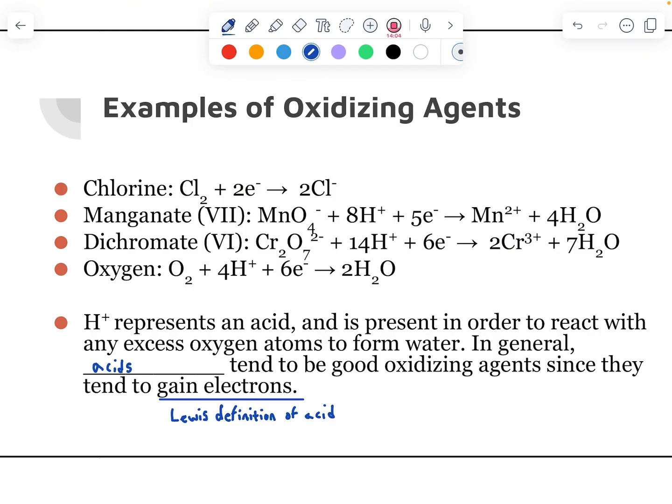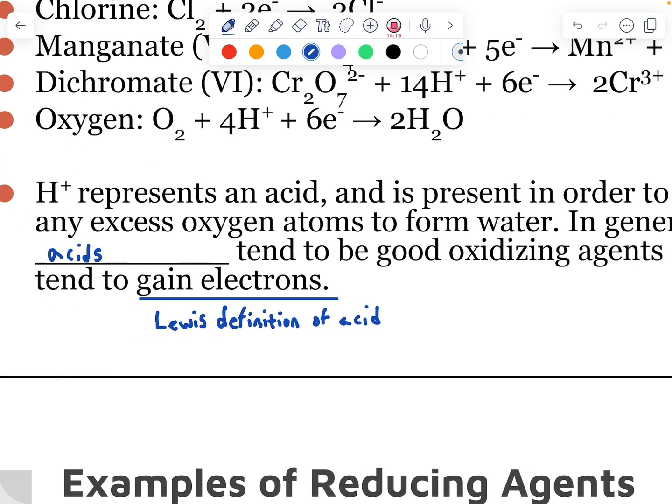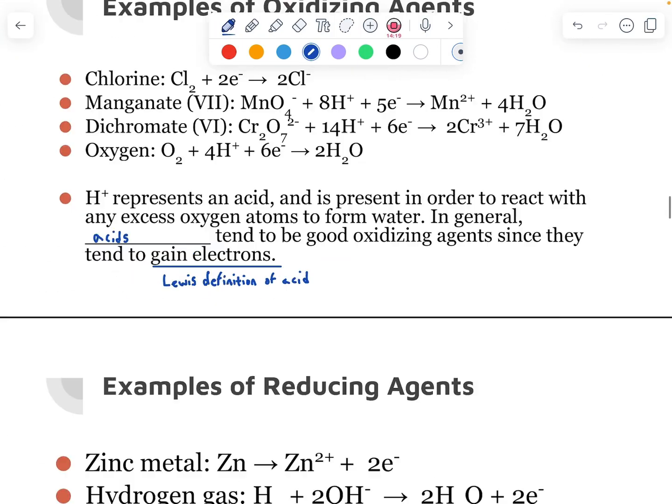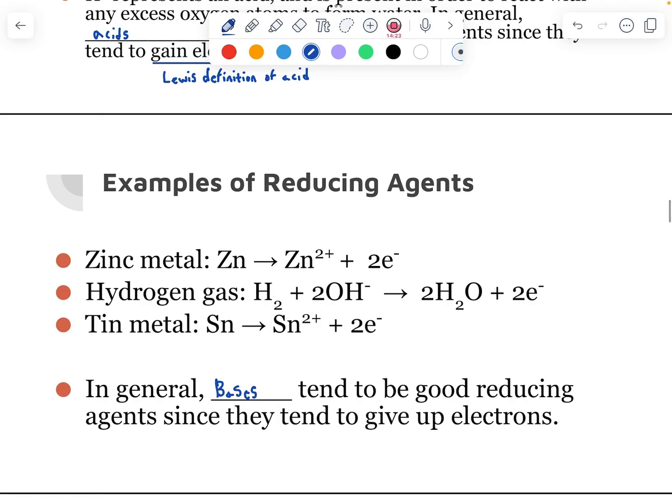Okay. And in general, acids tend to be good oxidizing agents since they tend to gain electrons, which is also the Lewis definition of an acid. So a Lewis acid gains electrons, and a Lewis base loses electrons. And so we'll look at that when we get to reducing agents. So bases tend to be good reducing agents since they tend to give up electrons with this hydroxide, essentially.